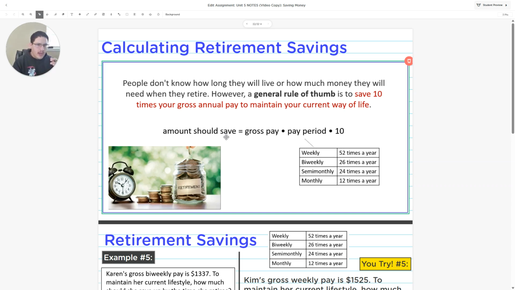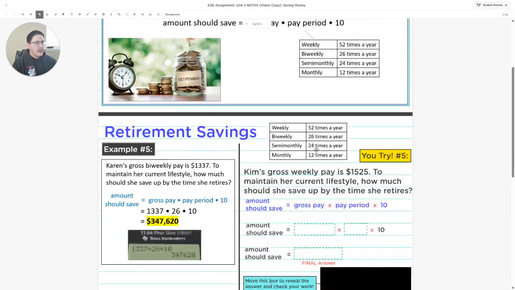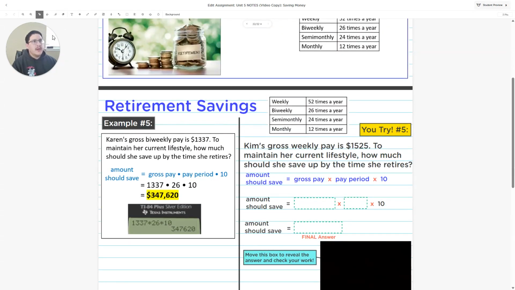This is not a law set in stone, or anything permanent. This is just a general rule of thumb to approximate what you may need to retire. In this case, how much you may need to save to retire. So again, the amount that you should save is the gross pay times the pay period times 10. So let's look at an example.